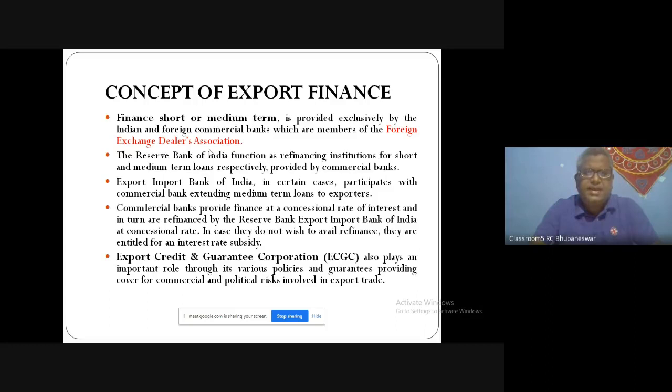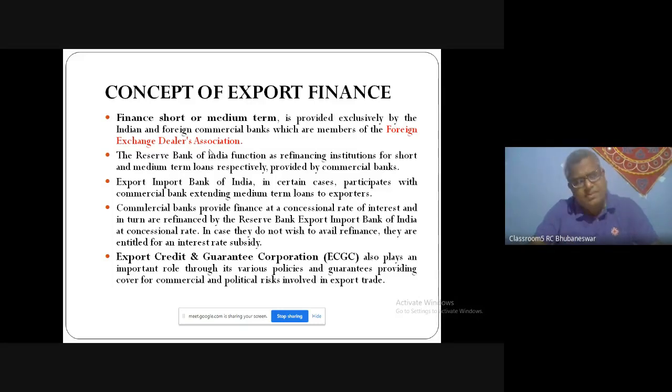But here, export finance is only dealt with by some of the Indian commercial banks as well as the foreign commercial banks who are members of the Foreign Exchange Dealers Association. Listen very carefully. Only those banks who are members of the Foreign Exchange Dealers Association can focus on export finance.